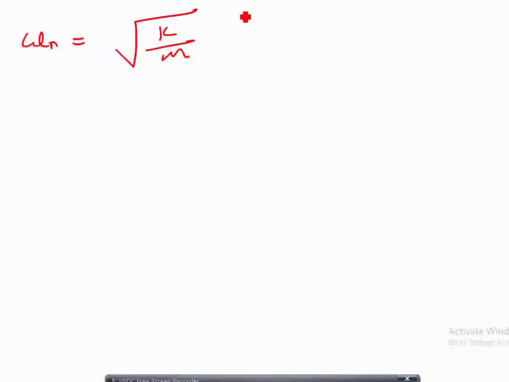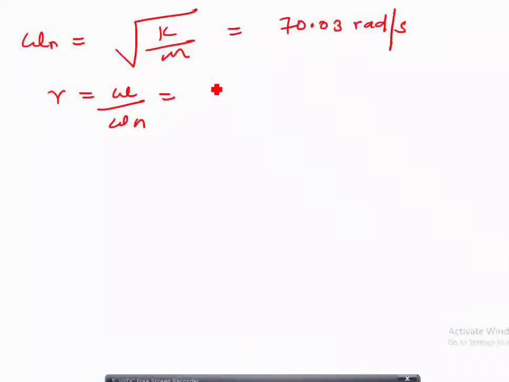Okay. So once you find out K, you can easily find out omega n, square root of K upon m. So that becomes 70.03 radian per second. Okay. So now once you find out this, you will get r is equal to frequency ratio omega upon omega n. What is frequency ratio omega upon omega n? 2.69. Again, it is greater than root 2. So obviously your transmissibility is less than 1.